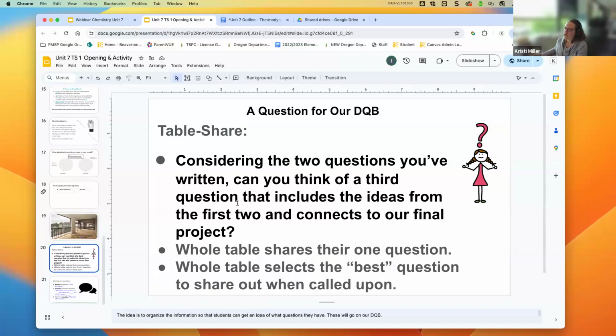Then we come back to the questions that we've written. So we have 2 questions that we've written. Can you think of a 3rd question that includes ideas from the first 2 and connects to our final project? So I'm going to think about my 2 stickies, and I'm going to think about the final project, and I'm going to see if I can write a question that encompasses all 3 of those.